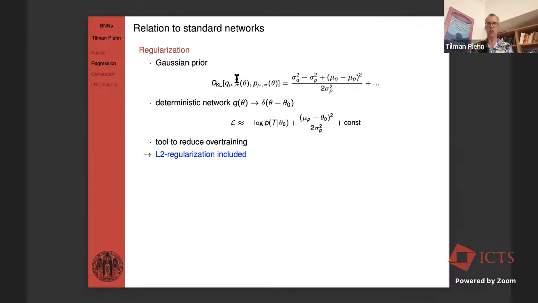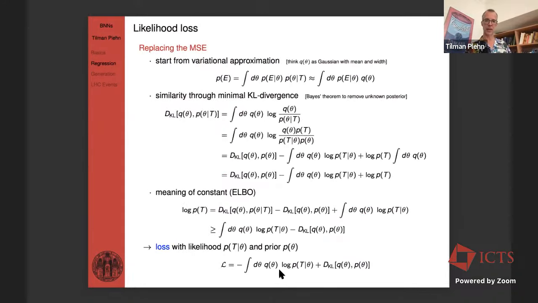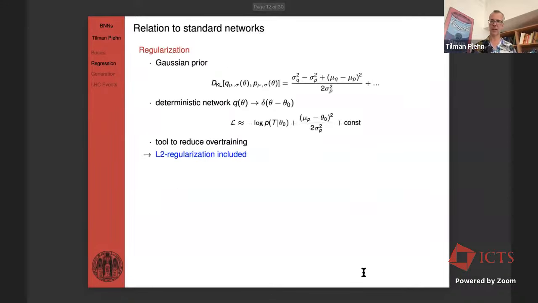At some point you need a functional form of your distribution Q, right? P is something that you just evaluate. You just give it a Gaussian. Whenever in your loss function you need to evaluate P, down here you just evaluate a standard Gaussian.